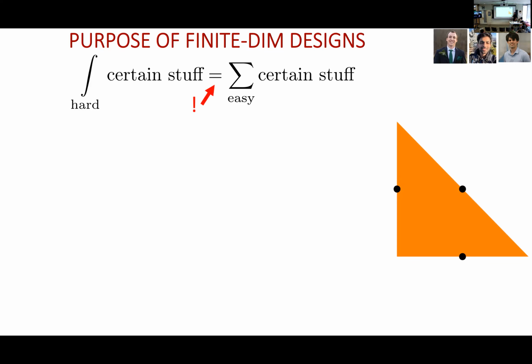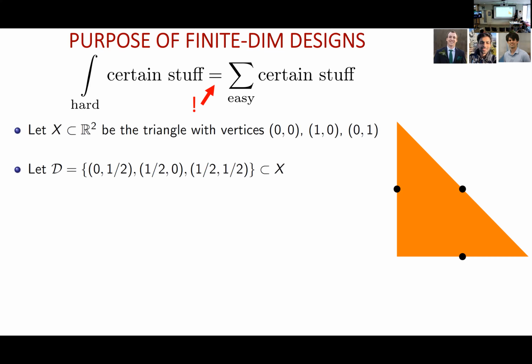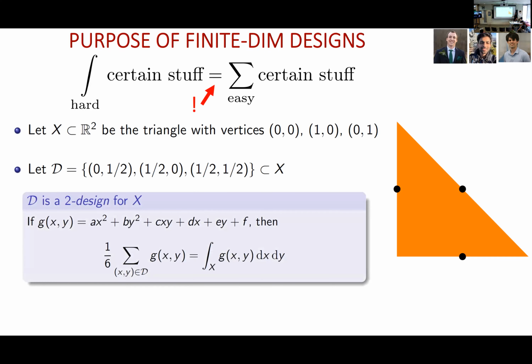For example, let's consider the space to be just this orange triangle, and let's denote the thing we're going to sum over as these 3 points. It turns out that the integral over this triangle of these functions is equal to the sum over these 3 points. Which functions does this work for? It works for degree 2 polynomials on the triangle. So this is a 2 design because the strength is 2, namely the equality holds for degree 2 polynomials. And this is a 2 design on the triangle.